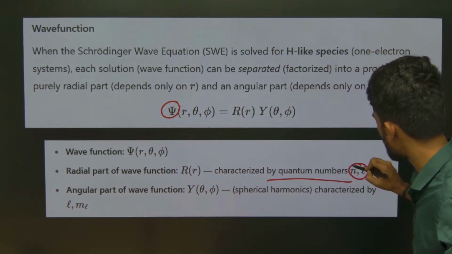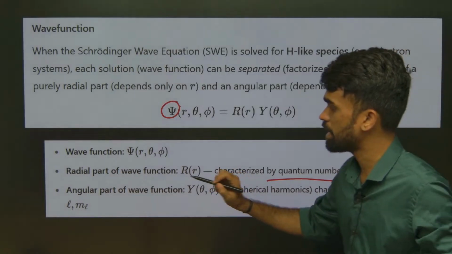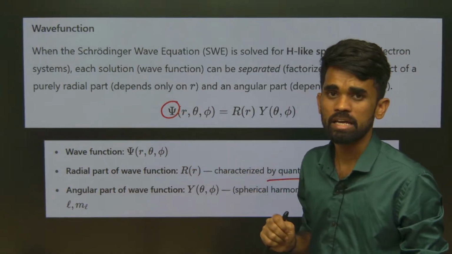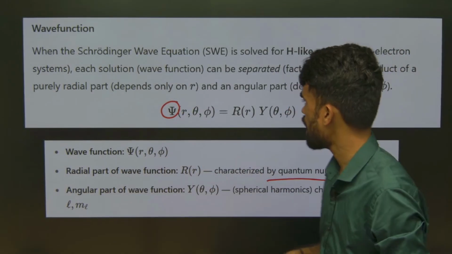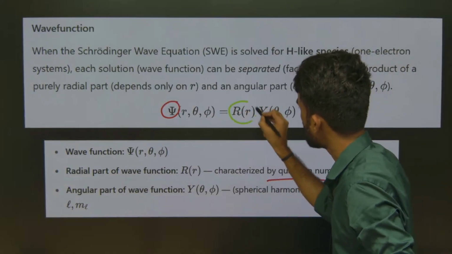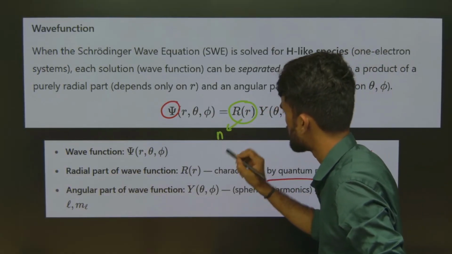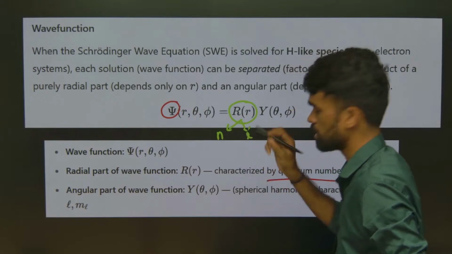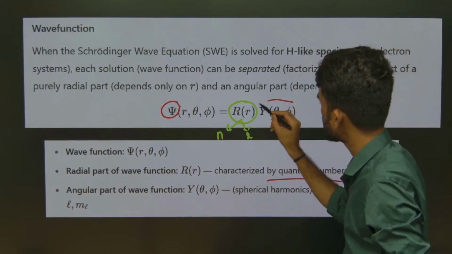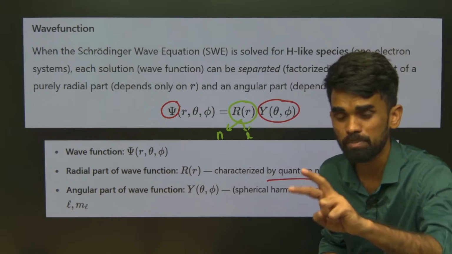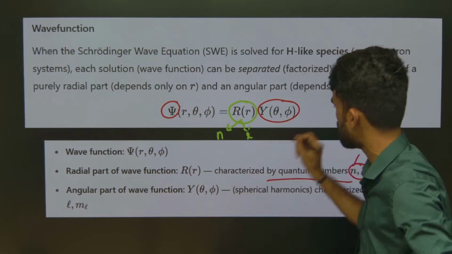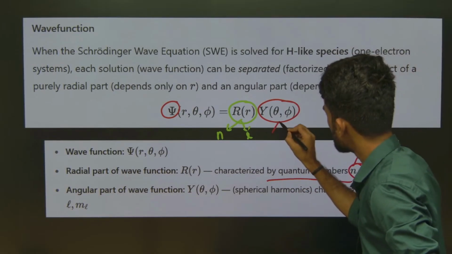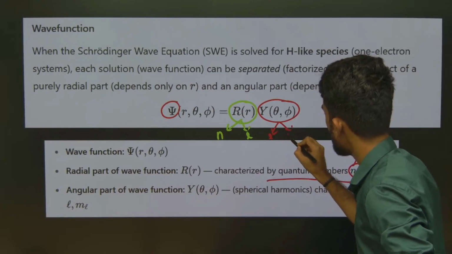These values of n and l come from the radial part of the Schrodinger equation for the hydrogen atom. This radial part gives us the quantum numbers n and l. We have one more part called the angular part, which again splits into a theta part and a phi part. From this we get the l value and the ml value.